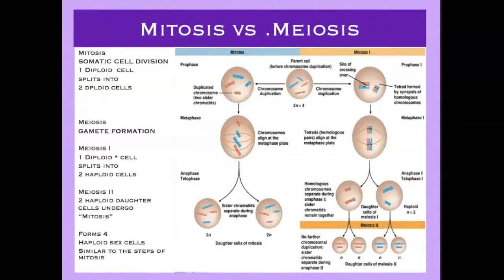Your sex cells must cut the chromosome number in half. So they will go through a process called meiosis. Meiosis is very similar to mitosis. The one big difference is we're going to cut our chromosome number in half.